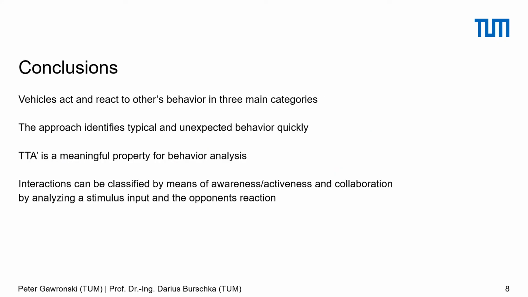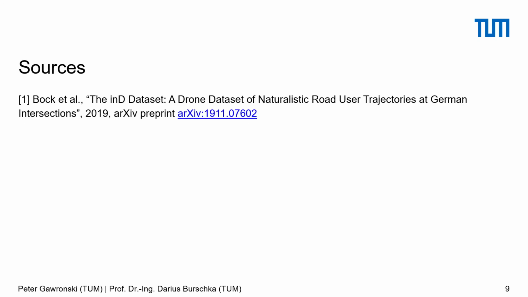So in total, we see that vehicles act and react to each other in a natural way all of the time. And there's mainly these three categories. We get typical and unexpected behavior very quickly, just after short reaction time. We also see that this TTA prime is very meaningful in terms of behavior analysis, that we can classify behavior in terms of awareness and collaboration by just analyzing the first stimulus and the opponent's reaction. The only source here is the intersection drone dataset.